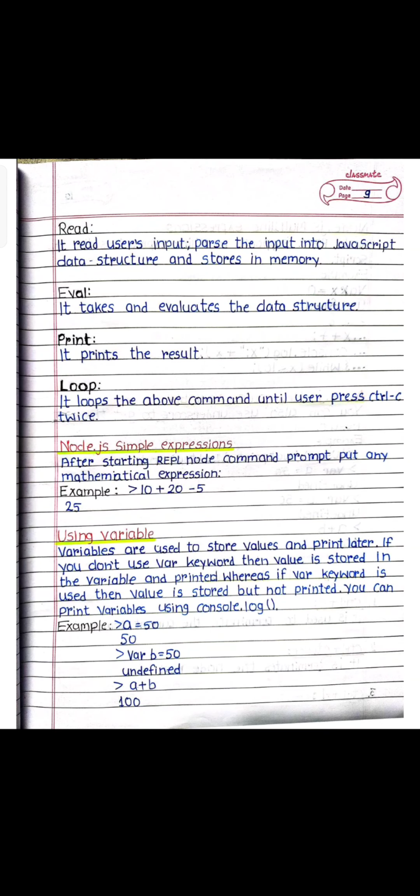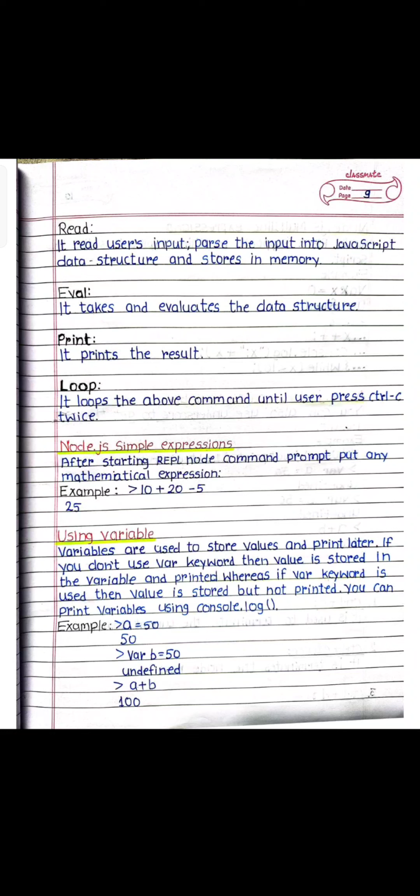Read: it reads the user's input, parses the input into JavaScript data structures and stores it in memory. Eval: it takes and evaluates the data structure. Print: it prints the result. Loop: it loops the above command until the user presses Ctrl+C twice. Node.js simple expression: after starting the REPL node command prompt, put any mathematical expression. Example: > 10 + 20 - 5 = 25.